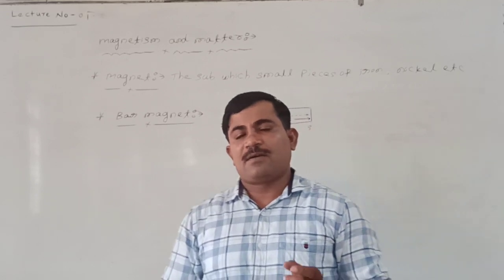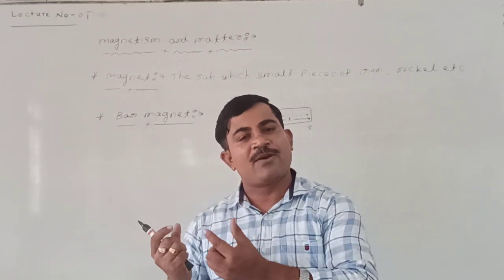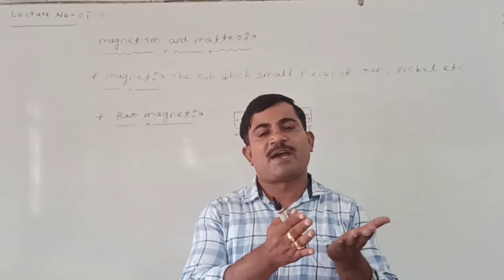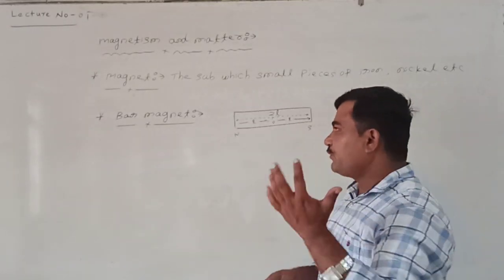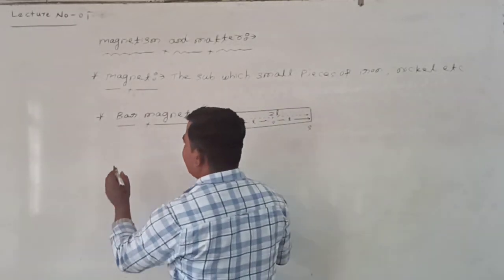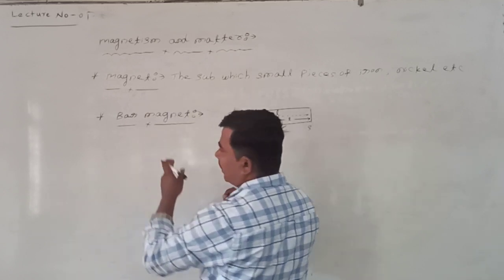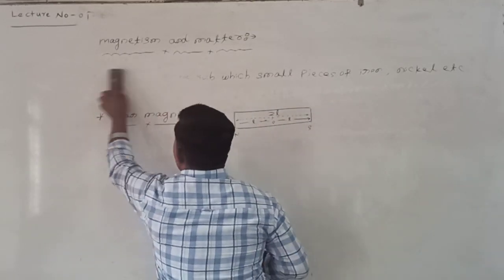Already, the bar magnet is a rectangular cross section, rectangular shape of the magnet or material which attracts the small pieces of iron, nickel, cobalt. That we are calling bar magnet. The first property of the bar magnet, let us see in detail concerning the properties of the bar magnet.